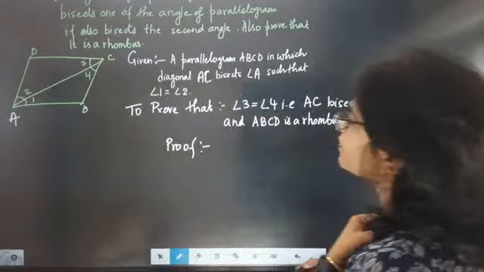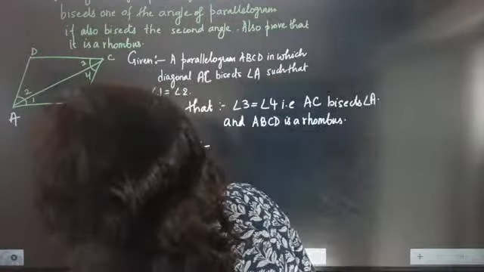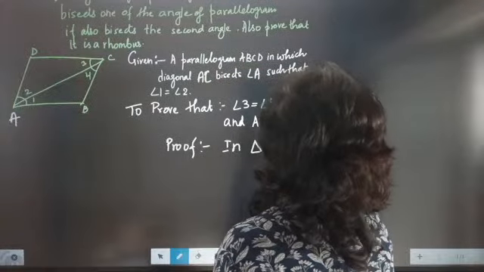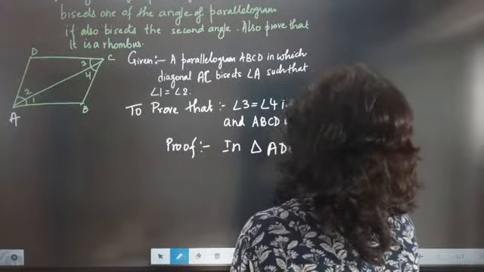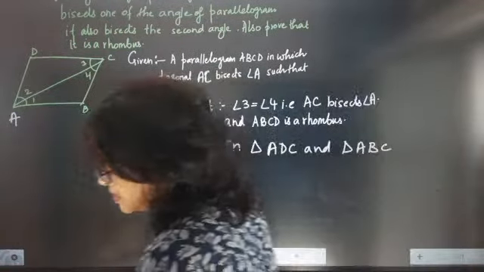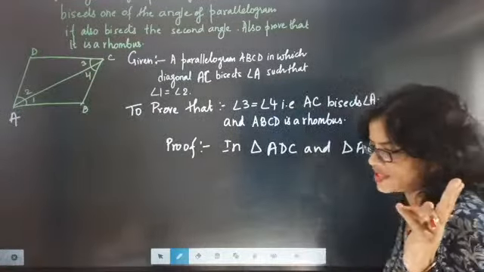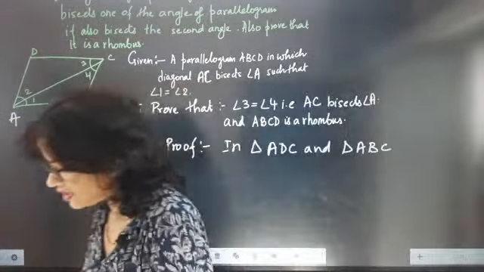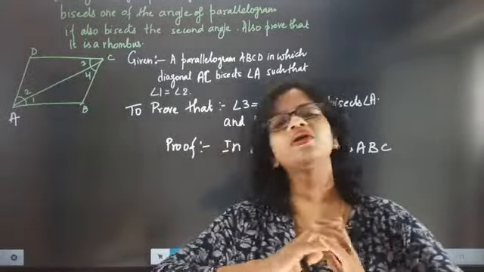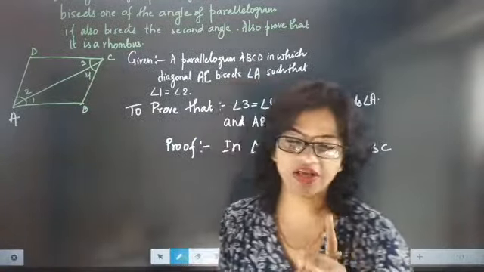So now first, what I'm going to do is take triangle ADC and triangle ABC. I'm just going to take the triangles ADC and ABC. I repeat, I'm taking the triangle ABC and ADC, and now I'm going to explain part by part what I have taken.